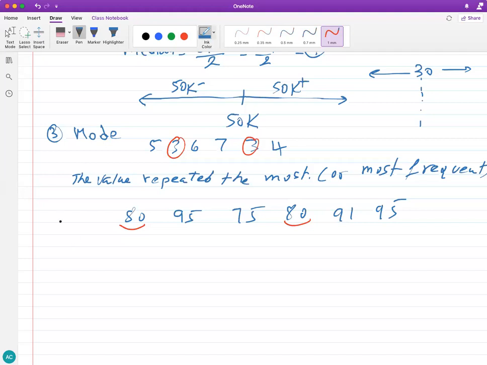Okay, but wouldn't 95? 95. Oh, yes, I didn't notice that. So we have 2 modes, actually. Very good observation. We have 2 modes because they both repeated the same number of times, unless one of them was repeated more. For example, if we had another 95, a third one, then it would be the mode. It would not be 80. So we say here, we have 2 modes.